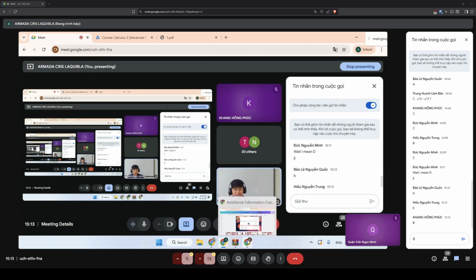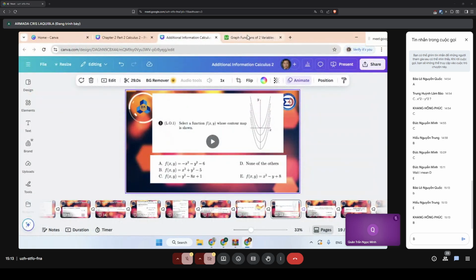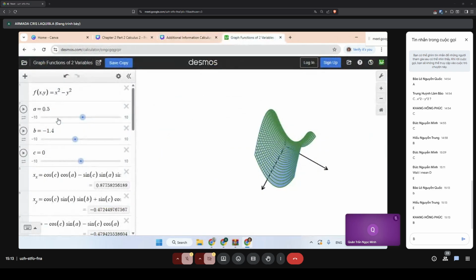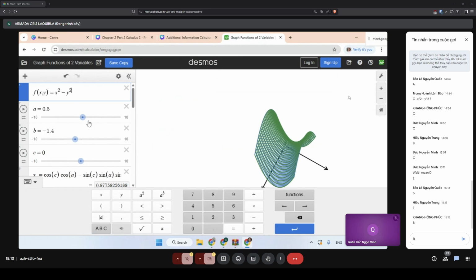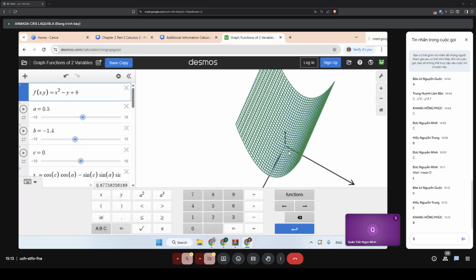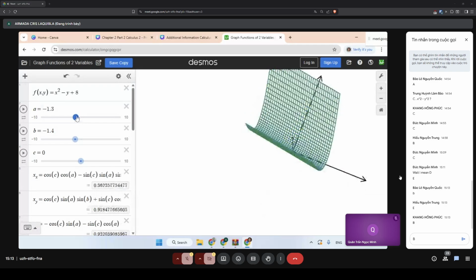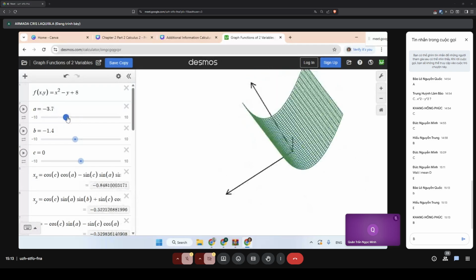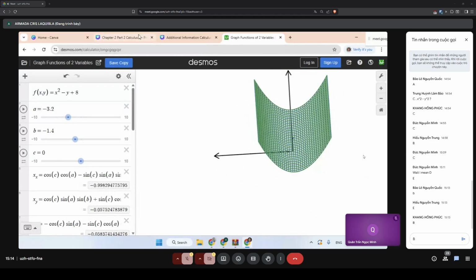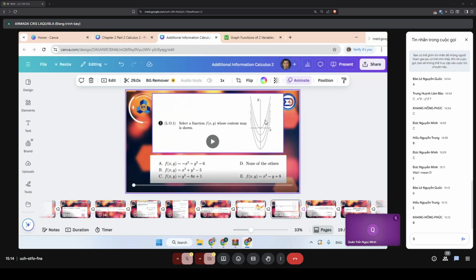So that's it. The answer is letter E there because when you graph x squared minus y plus 8, that is x squared minus y, and then we have there plus 8. Look at the graph, the form is this one. And if you get the face of your contour map there, it looks like this. Okay, and that's it.